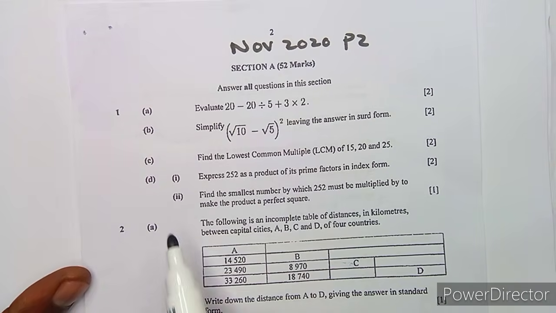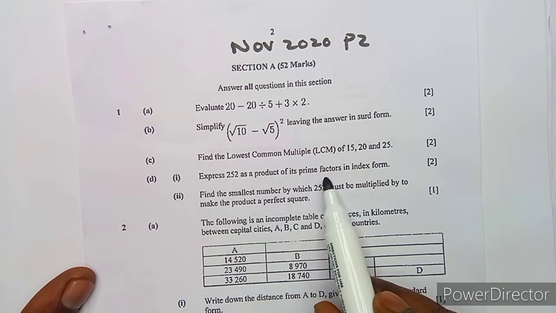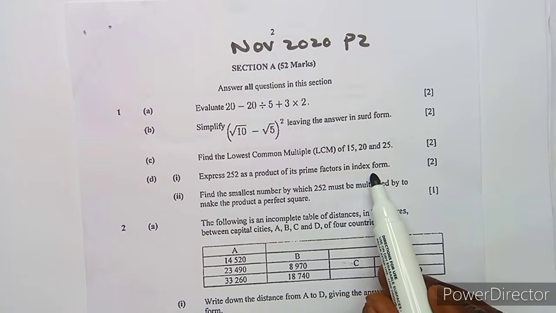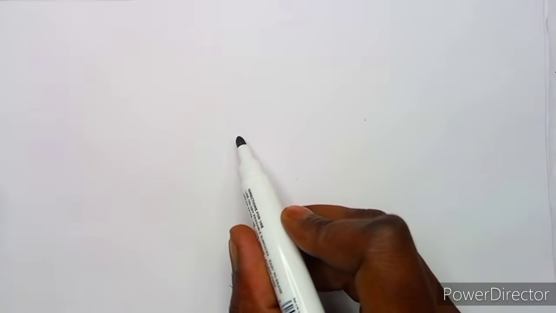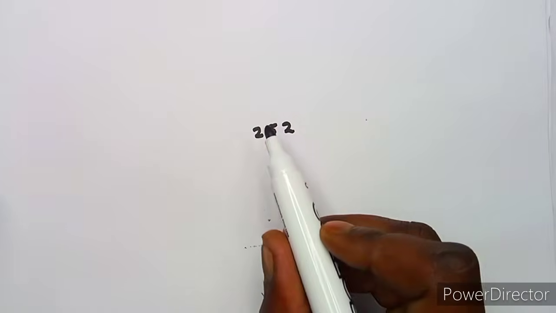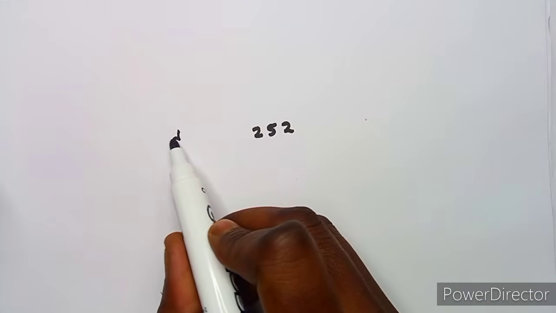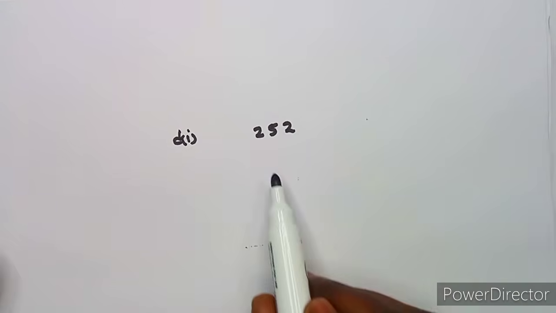All right. On D item 1, we're asked to express 252 as a product of its prime factors in index form. That is 2 marks. 252 as a product of its prime factors, but in index form. All right, so that's what we had on D item 1. So guys, how do you express a number as a product of its prime factors? You simply do what we did on those numbers when we were finding the HCF, the LCM, I mean. So it's just the same thing.